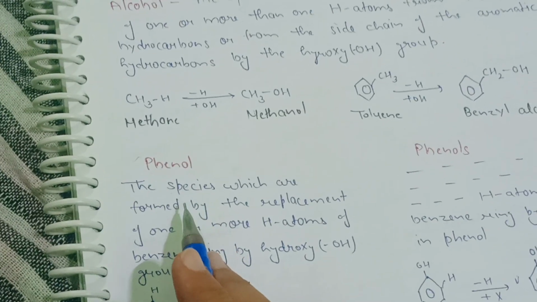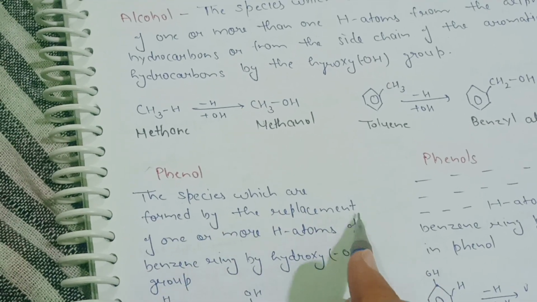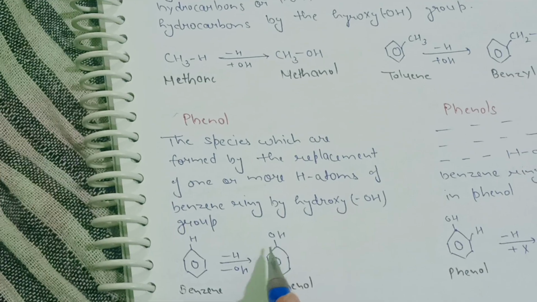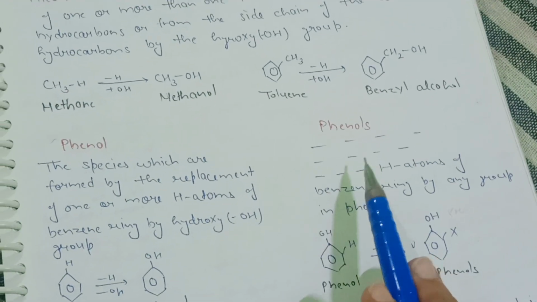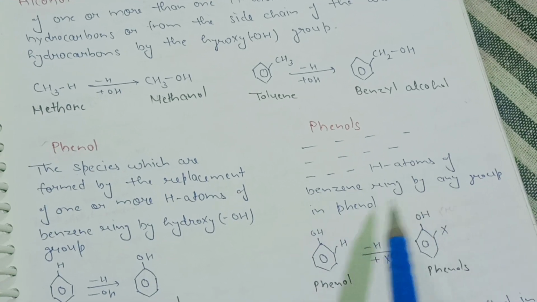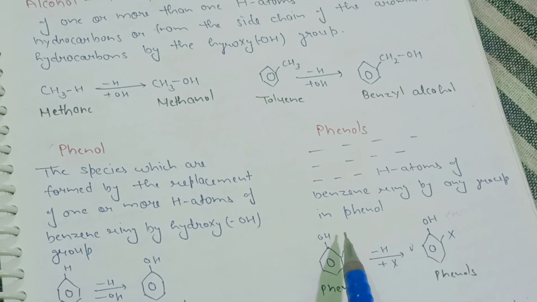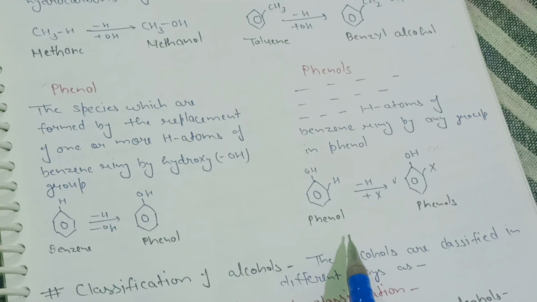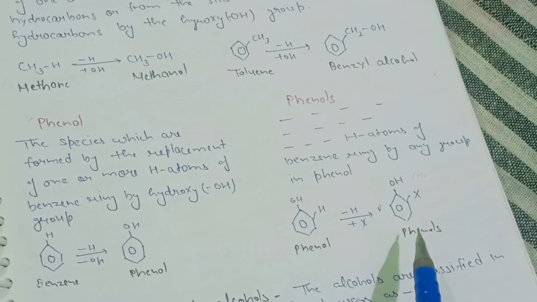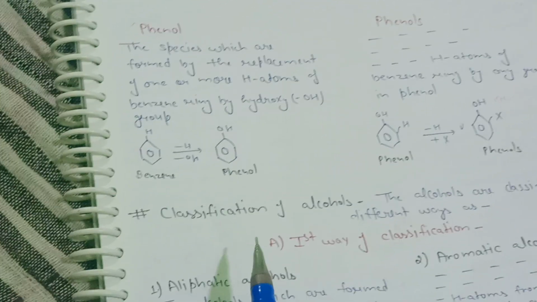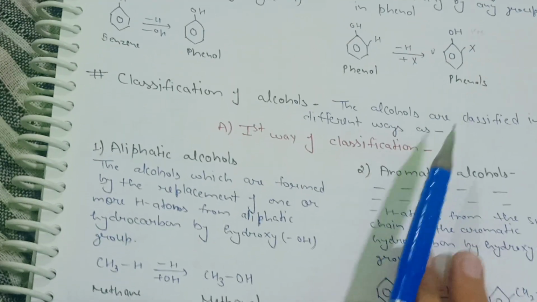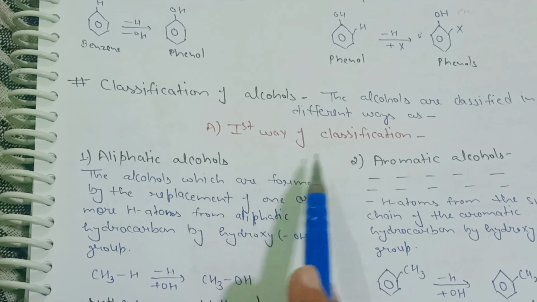Phenols are the species formed by the replacement of one or more hydrogen atoms of a benzene ring by a hydroxy group. Example, benzene to phenol. Phenols can also have other groups substituted on the ring, for example, phenols into halophenols.